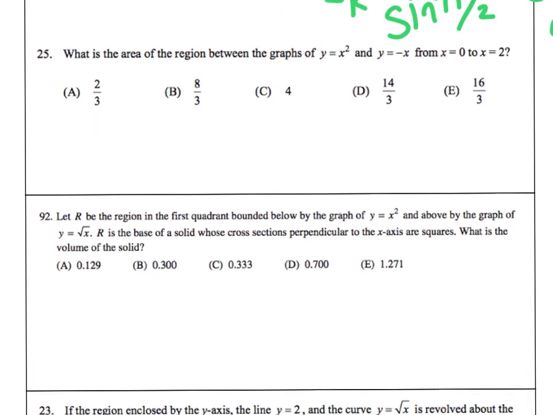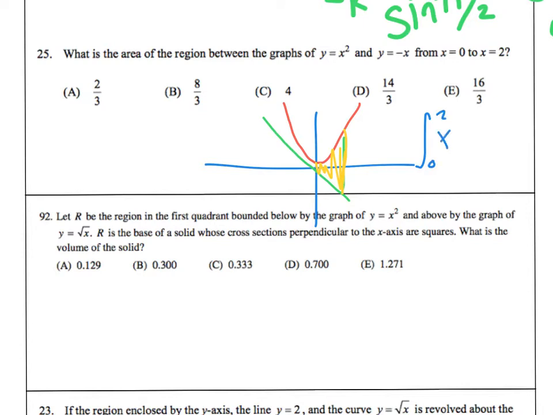Just so I know what this thing looks like, we've got y equals x squared and y equals negative x. So it's something like this, since we're talking from 0 to 2. We don't have to worry about where those things intersect as much because it tells us what we're looking at. But we do know the parabola is going to be on top. So we're integrating from 0 to 2, x squared minus negative x.